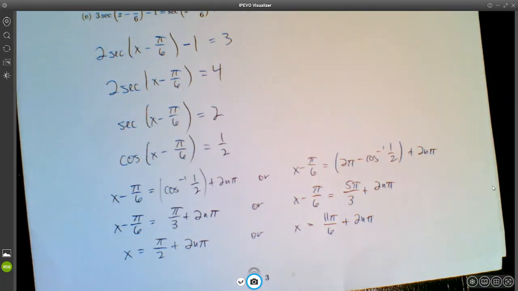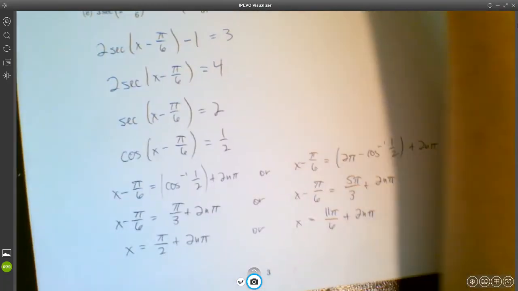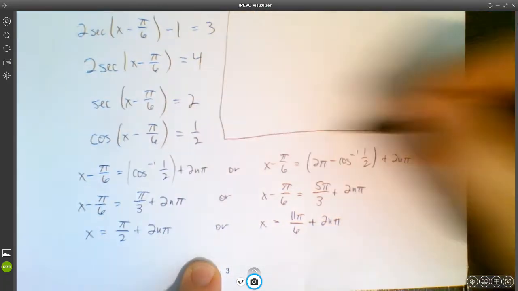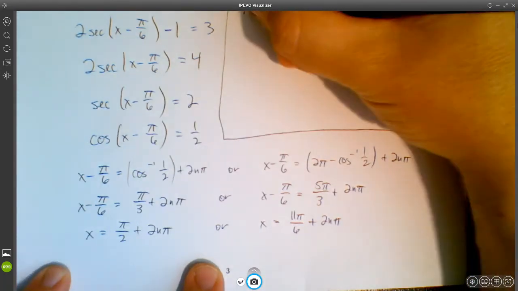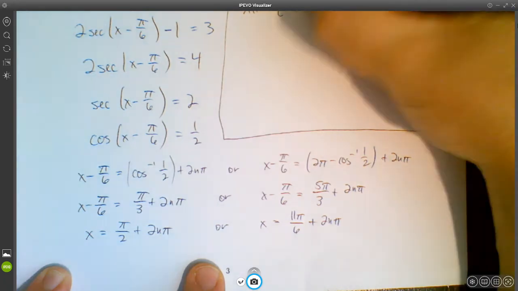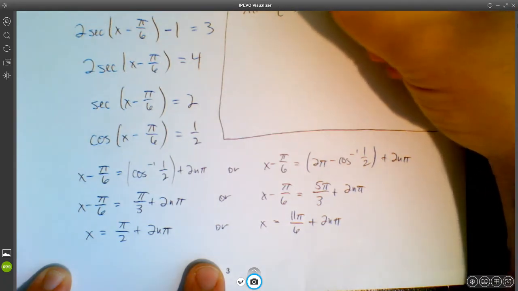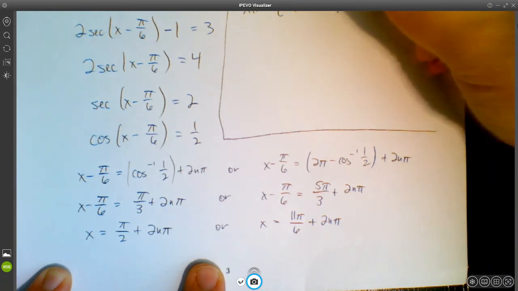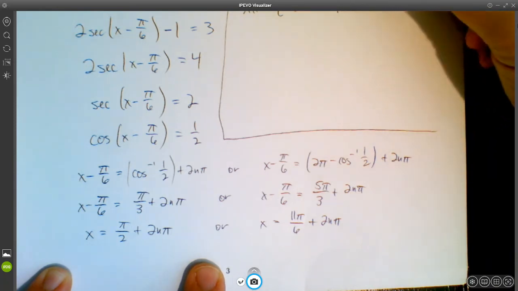Okay, so there are the 2 rules that will generate all of the solutions. I'm running out of space down here, so I'm going to write my answer up here instead. So all of the solutions are going to be pi over 2 plus 2n pi and 11 pi over 6 plus 2n pi, where n is an integer.